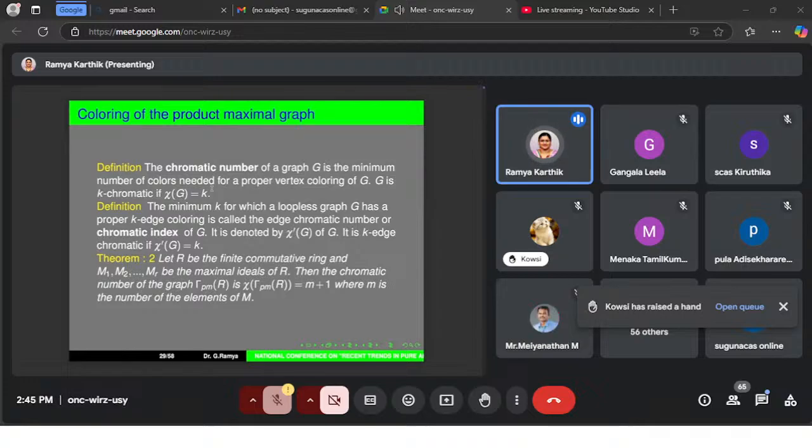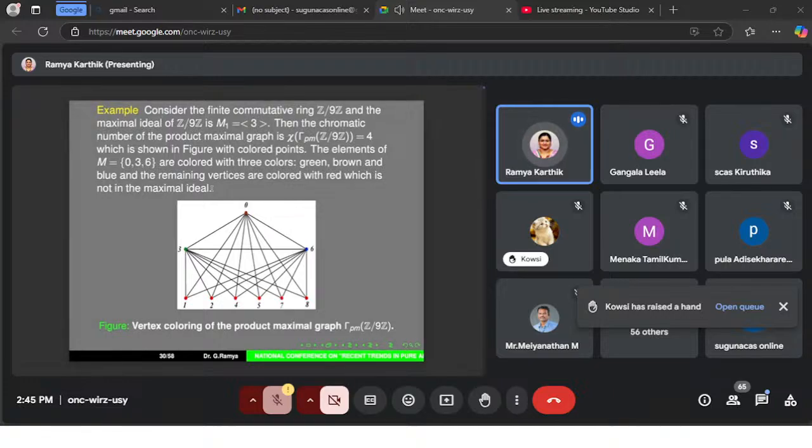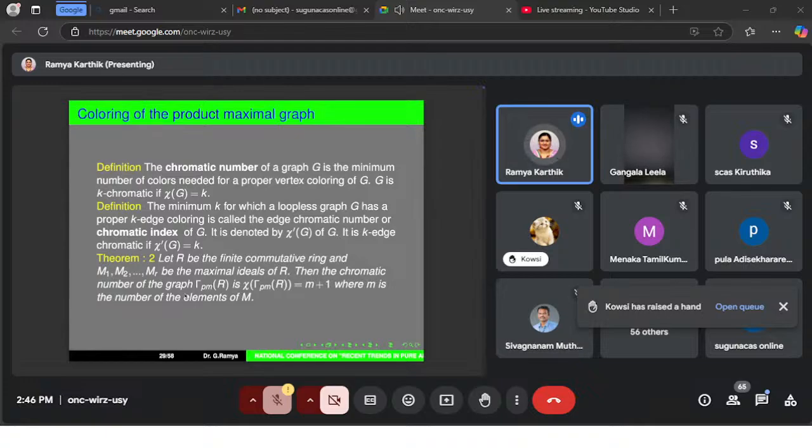I gave the results of chromatic number and chromatic index. Chromatic number of the product maximal graph is m plus 1. So see here, I will give one example. This is a better example to understand. So this is a unique maximal ideal. Z9, integers modulo 9. So what is the maximal ideal? 0, 3 and 6. See the graph clearly. 0, 3 and 6 are adjacent to each other. So we can't give the same color to these vertices. But 1, 2, 4, 5, 7 and 8 are not adjacent to each other. That's why I gave the same color to these vertices. But these 1, 2, 4, 5, 7 and 8 are adjacent to the remaining 3 vertices, so I didn't give the same color. Therefore, the chromatic number of the product maximal graph is m plus 1.